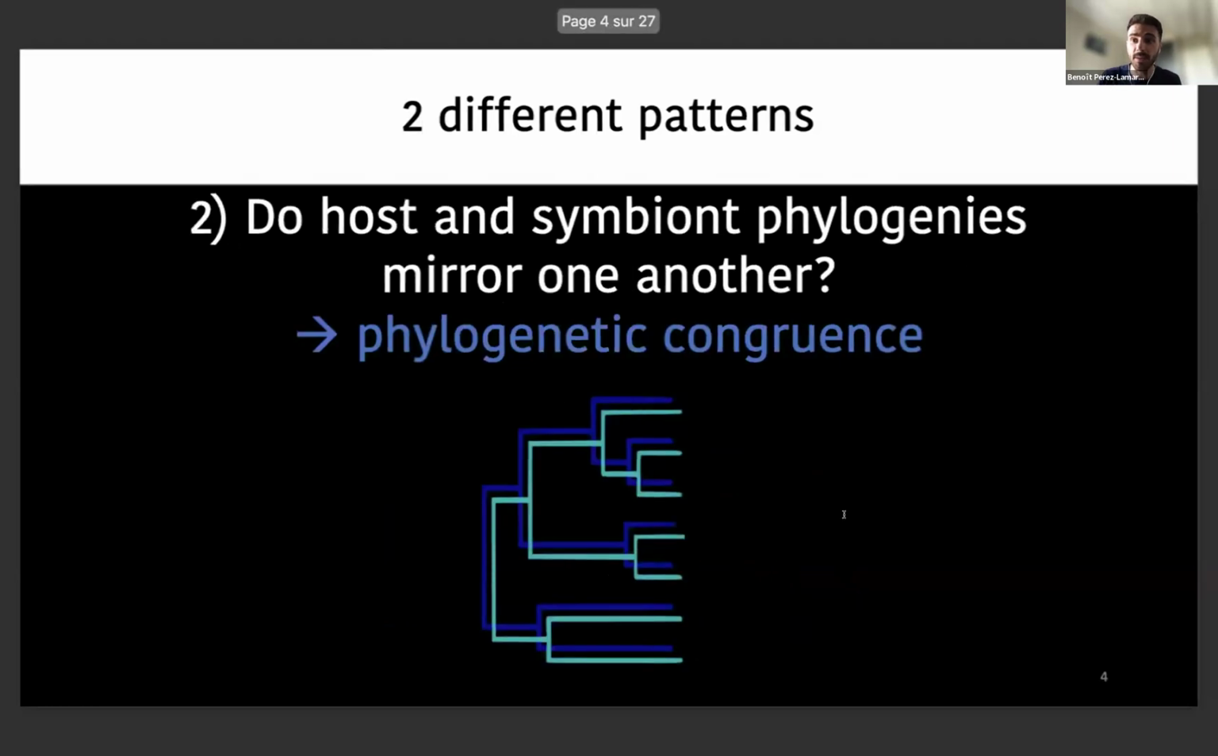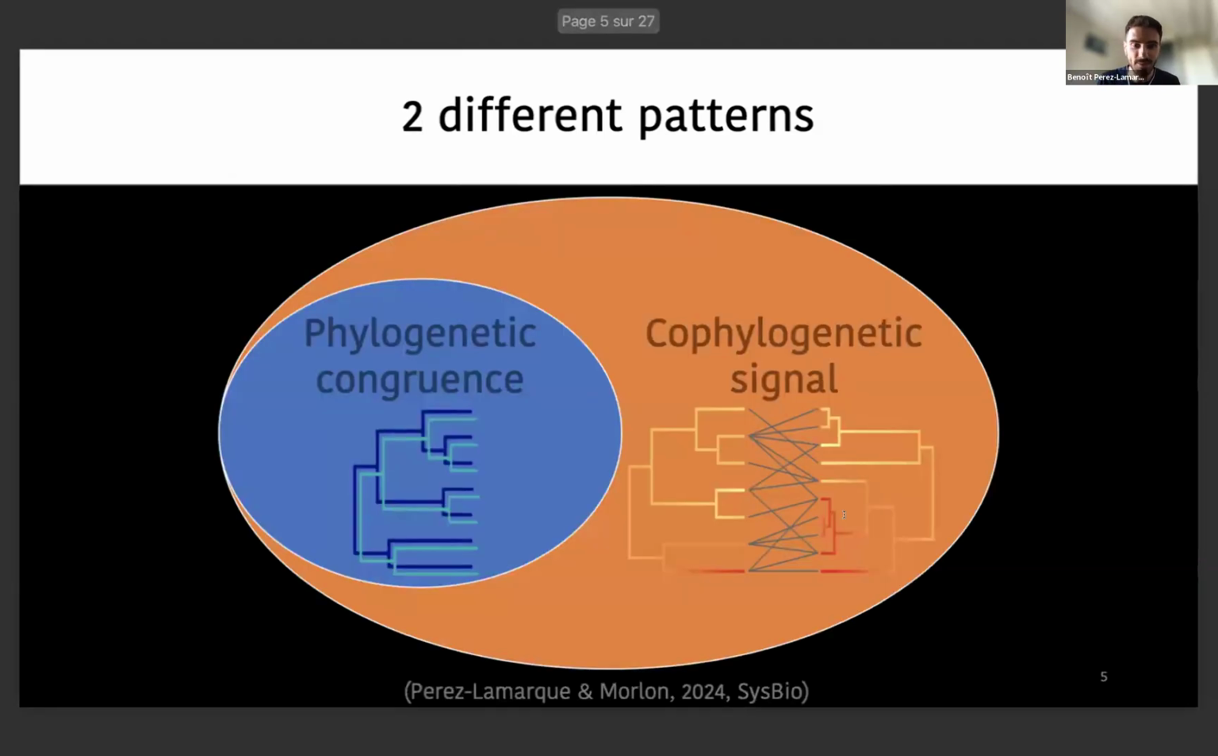The second pattern we can look at is whether these two phylogenetic trees, the phylogenetic tree of the host and the phylogenetic tree of the symbiont, tend to mirror each other. So they tend to be more similar than expected. This is a pattern of phylogenetic congruence. These two patterns are quite linked. For instance, if you have a pattern of phylogenetic congruence, if the two trees are similar, it means that there is also a pattern of co-phylogenetic signal.